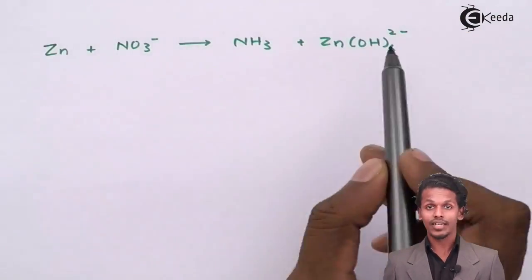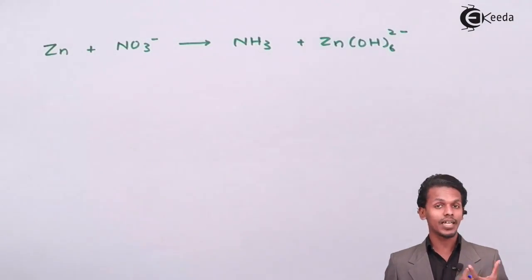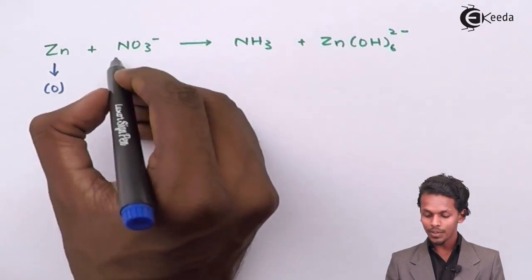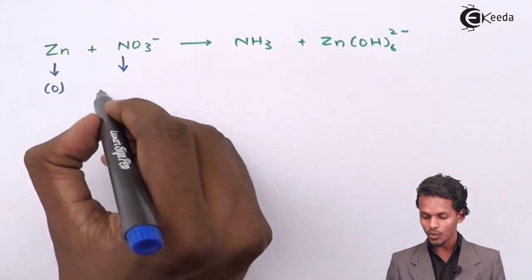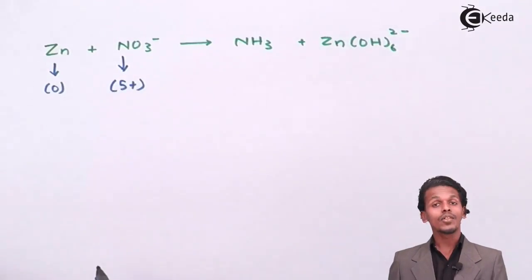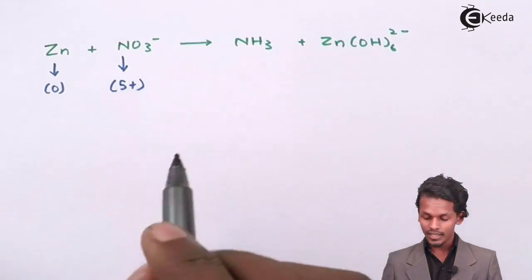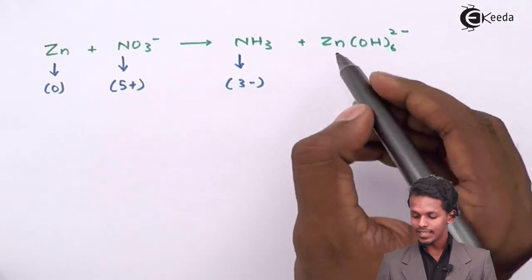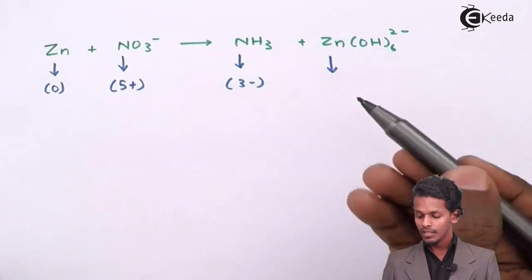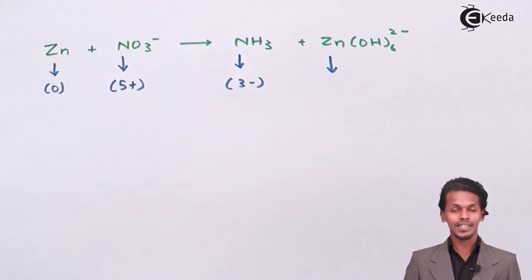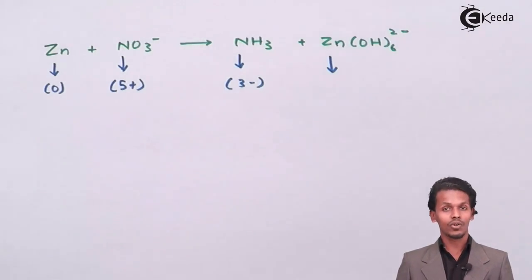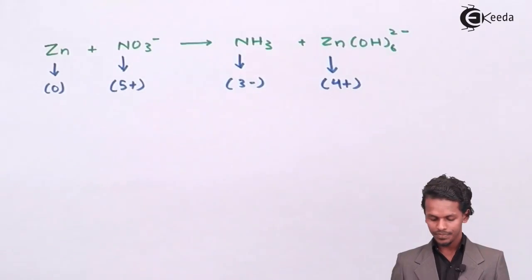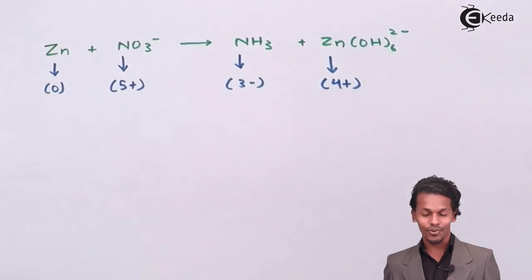This was the reaction in which we have determined the oxidation number of zinc as 0. The oxidation number of nitrogen in this molecule was found to be 5+, while the oxidation number of nitrogen in ammonia was found to be 3-, while in case of zinc in this molecule, that is [Zn(OH)6]2-, or zinc hexahydroxy ion, has given us an oxidation number of 4+. So let us see whether the reaction is oxidation or not.